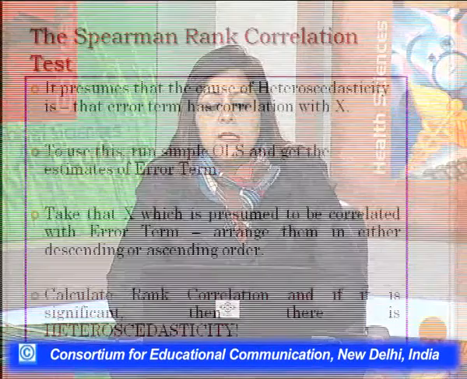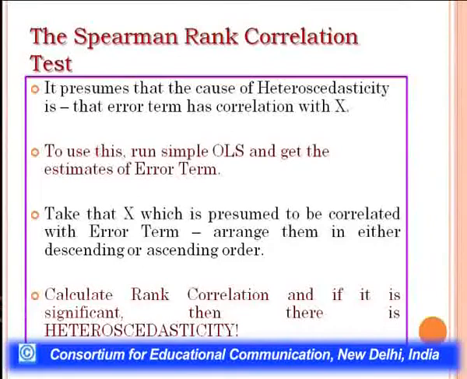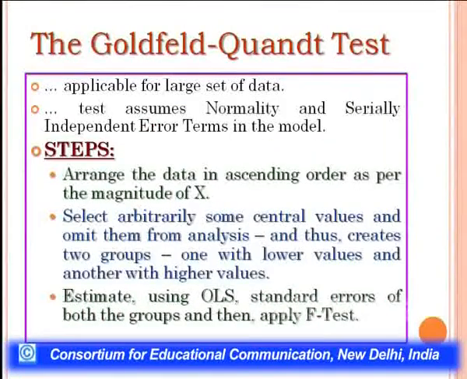Now, testing the hypothesis, the first test which we are taking here is the Spearman rank correlation test. What does it presume? It presumes that the cause of heteroskedasticity is that the error term has a correlation with x. To use this, we have to run the OLS and get the estimates of the error term. You have to take that x which is presumed to be correlated with the error term, and arrange them in either descending or ascending order. Then you have to calculate the rank correlation, and if it is significant, then there is heteroskedasticity.